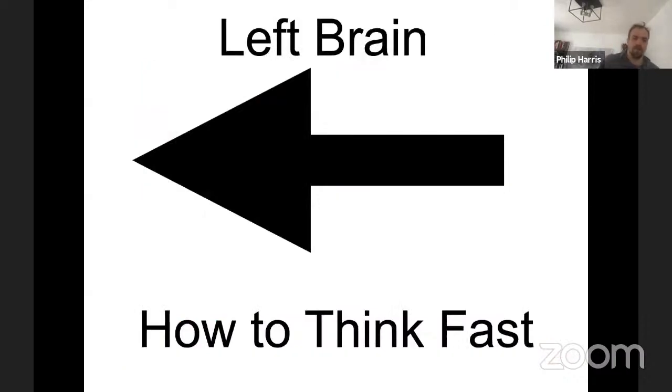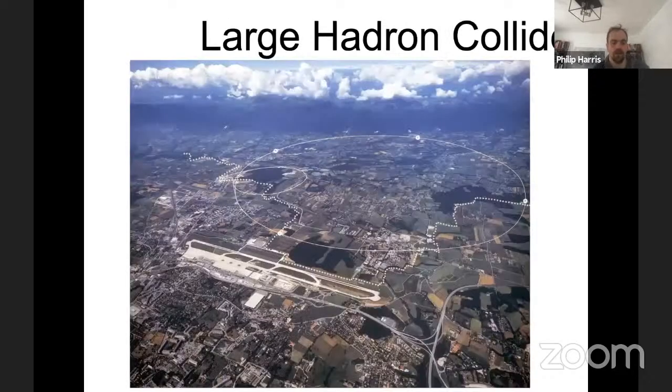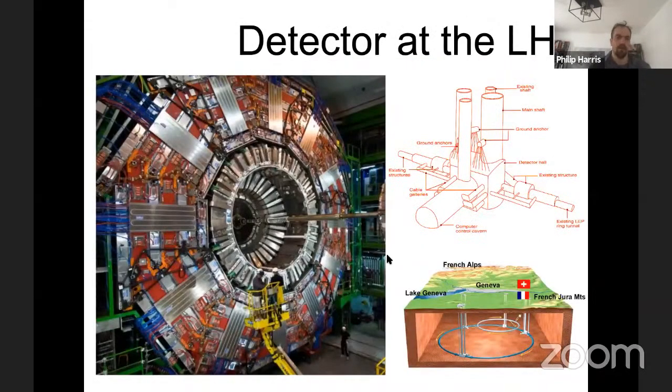So the first part is the left brain. So let's look at how we can think fast. This talk starts at the Large Hadron Collider. So here it is. And here's an airport where you can land A380s on. So just to give you a sense of scale, right? It's 25 kilometers in circumference. And if you go to one of these points here and you go underground 100 meters, you have a large detector like this. There's four big detectors at the LHC, two multi-purpose high-intensity detectors. This is one of them, CMS, the one I'm a member of, I work on.